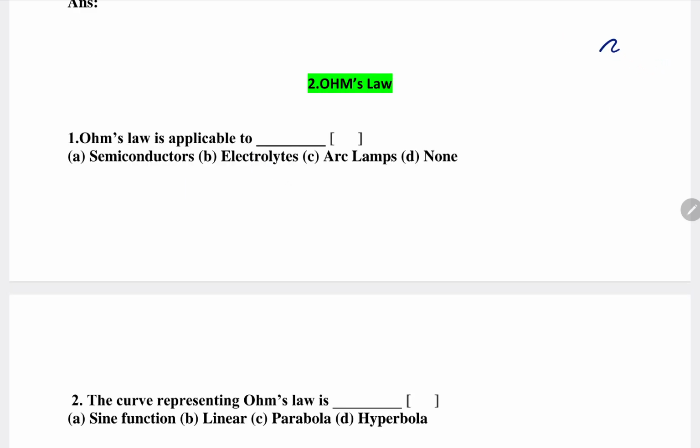Next, Ohm's law questions we'll see now. Ohm's law is applicable to... we cannot apply Ohm's law to semiconductors, we cannot apply Ohm's law to electrolytes, we cannot apply Ohm's law to arc lamps. So the answer is D.